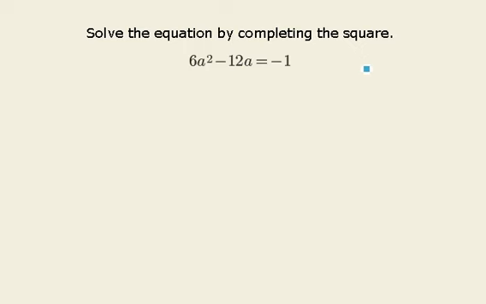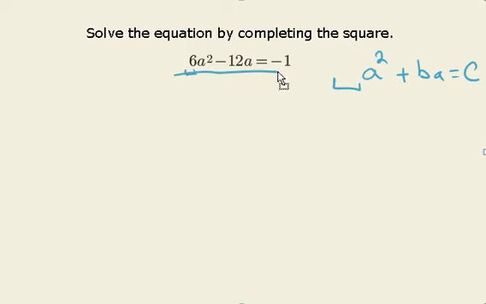The first thing that we want to do is get this written in the form a squared plus some number times a equals some other number. Right now, we have an a squared and some number times a on this side, but we don't have a leading coefficient of 1. We have a leading coefficient of 6. So my first step is going to be to divide both sides of this equation by 6 so that there's nothing in front of the a squared. It's just a squared.